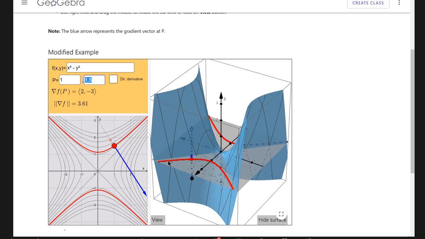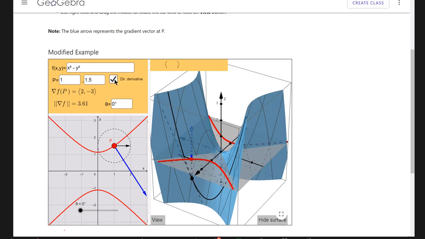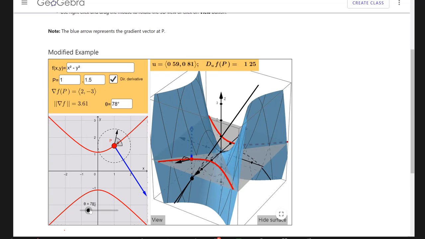So I'm going to ask it to compute the directional derivative. And notice that it's currently doing the directional derivative in the direction of the x-axis. So it's actually calculating the partial derivative of f with respect to x from our point right here at the ordered pair 1 comma 1/2. Now, I could change, so here's our vector. You can see the black vector shown here is the vector u, which is our direction for the directional derivative. And this allows me to adjust it. Does everyone see that?